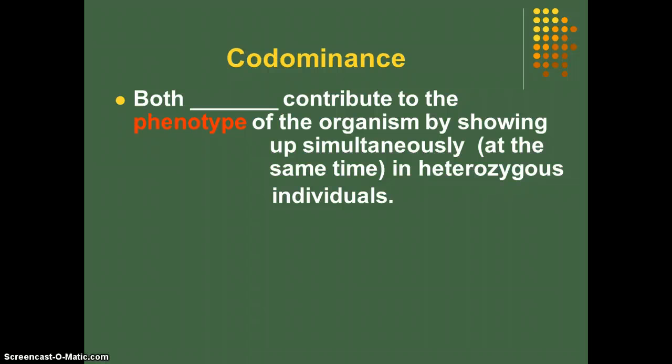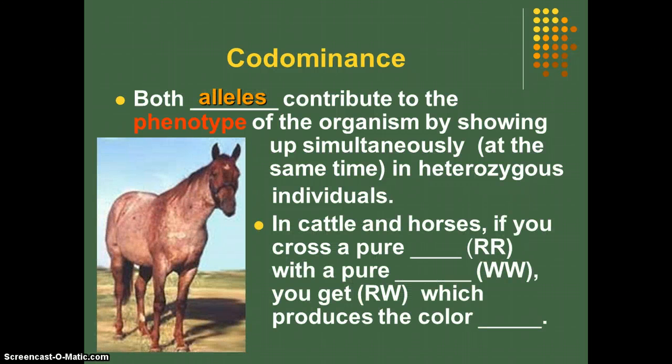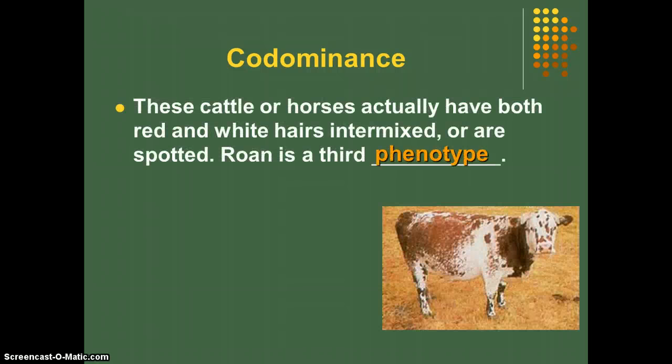Codominance is when you're going to be able to see both of those phenotypes present in one particular organism. Again, they're showing up simultaneously. So in cattle and horses, let's say for example you cross a pure red horse with a pure white horse. You're not going to get a pink horse, but rather you're going to get a type of color known as roan. So red and white are going to equal roan. The same thing will actually happen with cattle. Here is your roan phenotype illustrated in the picture in the lower right hand corner.